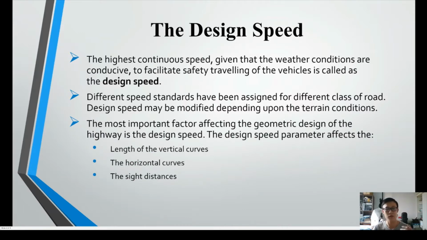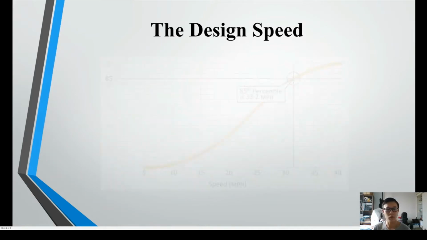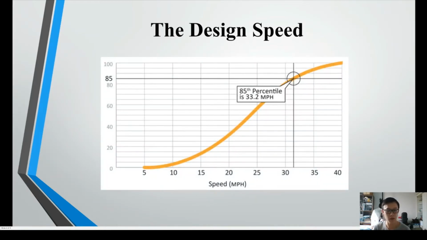So the most important factor affecting the geometric design of the highway is the design speed. Design speed parameters affect the length of the vertical curves, horizontal curves, and the side distance. Now, legal speed is not equal to the design speed. Legal speed is defined as the speed at which the drivers tend to travel beyond a safe speed. And normally, the design speed is adopted from a series of cumulative frequency data collected, taking the 85th percentile speed.